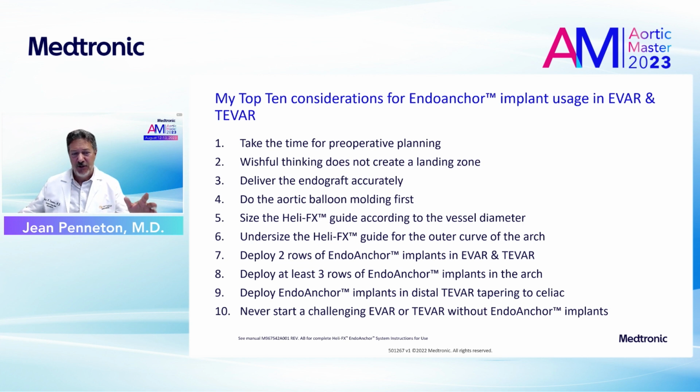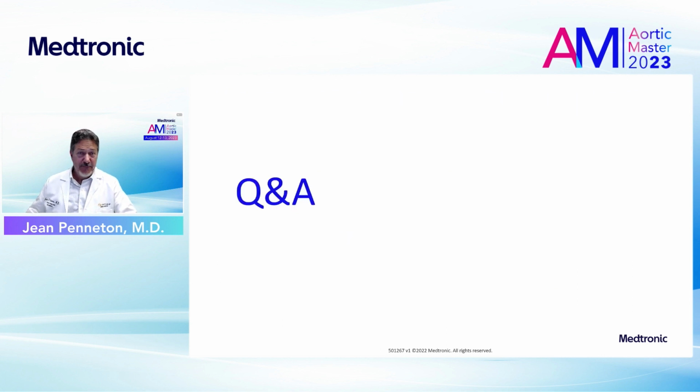I tend to deploy at least 2 rows of EndoAnchor implants in all EVARs and TEVARs, but when I'm in the arch, because the dP/dT, the impulse in the arch, is so much stronger, I deploy at least 3 rows of EndoAnchors in the arch. And I think learning to deploy EndoAnchors in distal TEVAR where it tapers to the celiac is probably the best place to learn. And I would never start a challenging EVAR or TEVAR case without EndoAnchor implants. I'm going to stop here, and I thank you again for this opportunity.